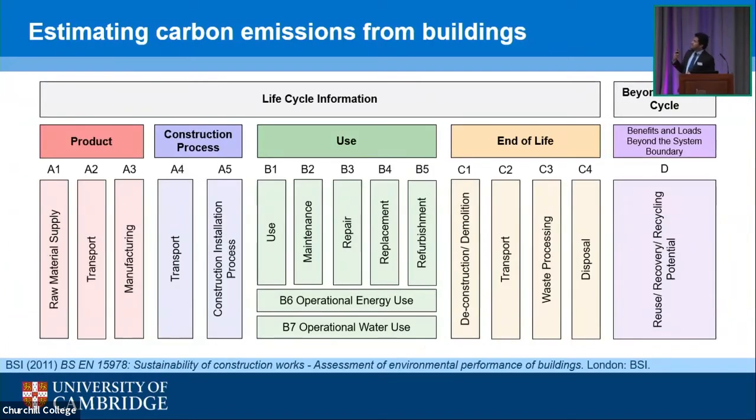So this is the British European standard for assessing environmental performance of buildings. And as an example, if we take this building, so starting from the material extractions for these bricks, we have emitted carbon to the atmosphere. So from the product stage, and then we have to produce the construction materials, then we have to construct the building, and then we are using the building with all the lights and heat and everything, and we are going on with the life cycle of the building.